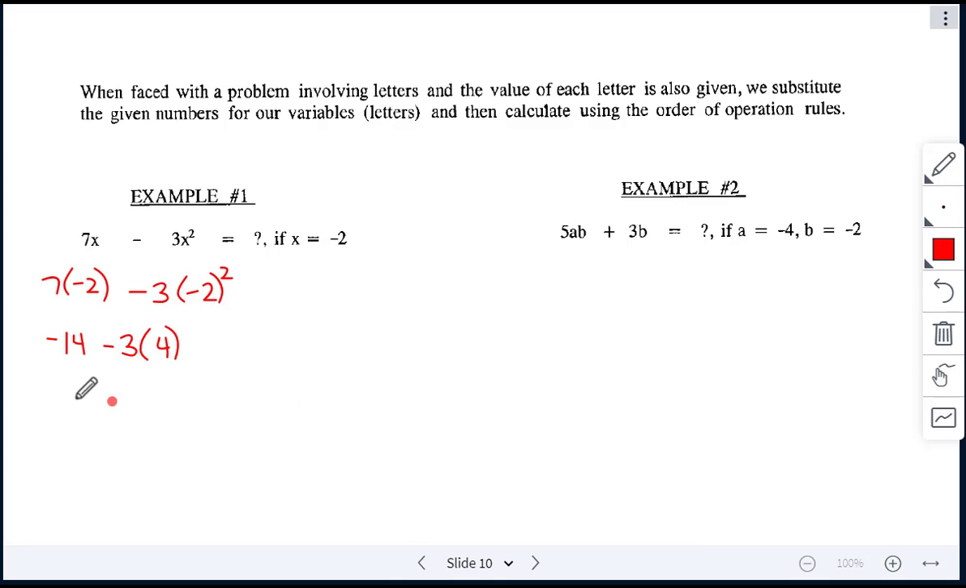So next, I'm going to do my multiplication. So I have -14 minus the 3 times 4, which is 12. All right, so now I have -14 minus 12. I'm just going to change that so that it becomes -14 plus -12, which equals -26.